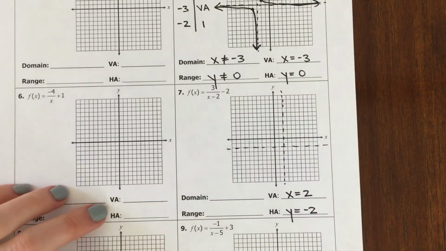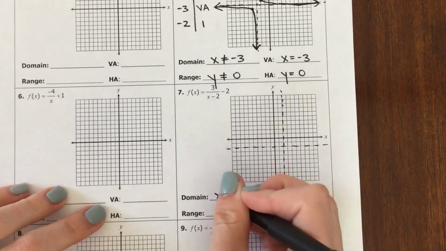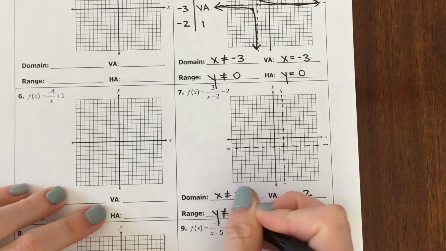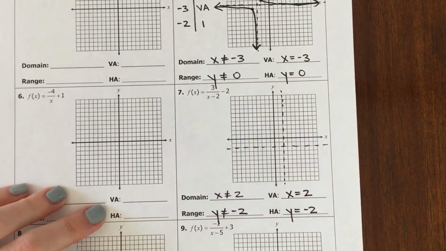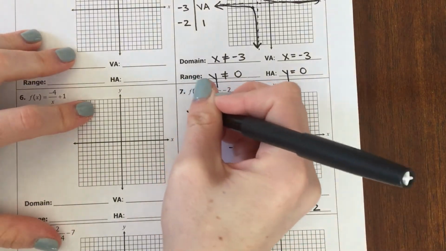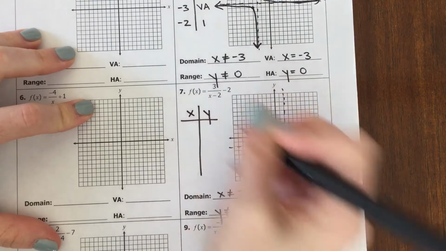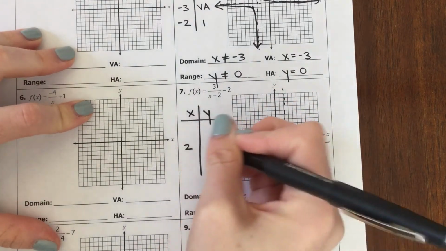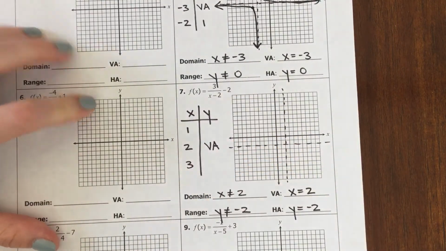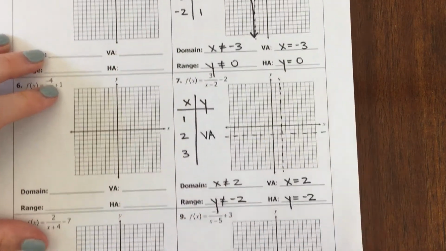My domain and range are super easy. X can be anything except the dotted line, and y can be anything except the dotted line. Next, we just make that quick little 3-value table. So my vertical asymptote always goes in the center, and then all I need is just 1 point before it, 1 point after it, just to see what effect that stretch has.